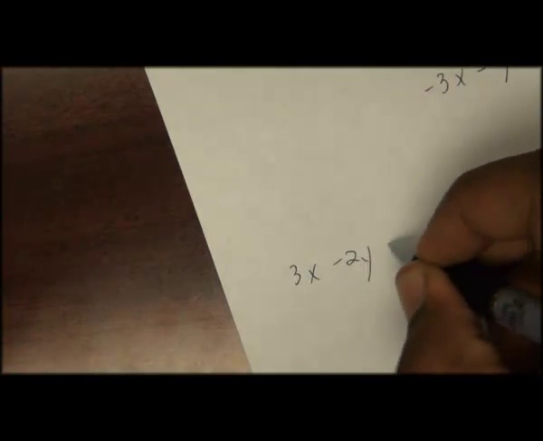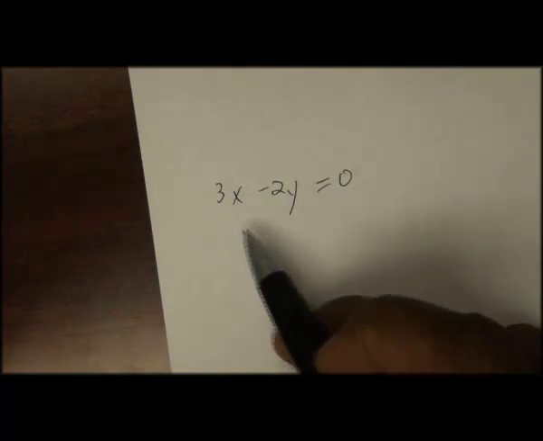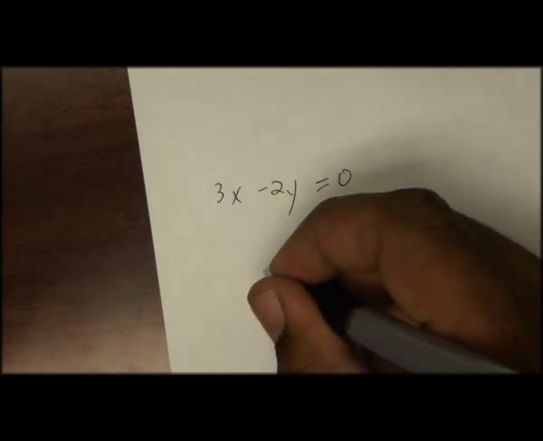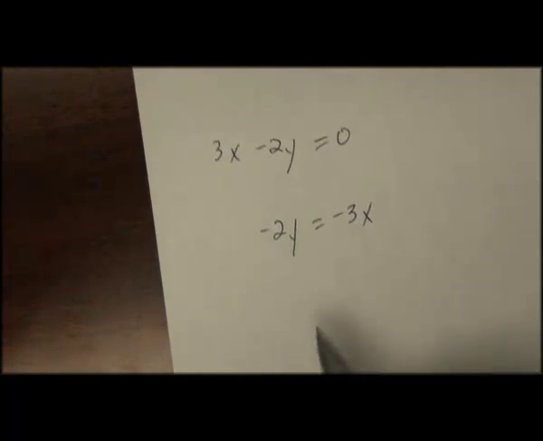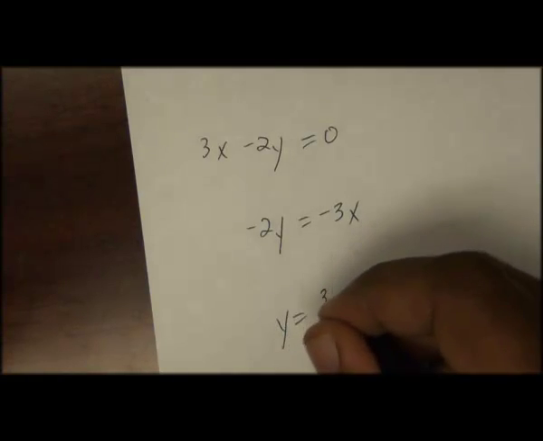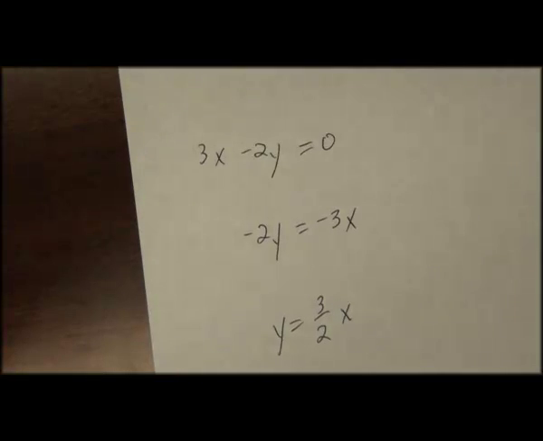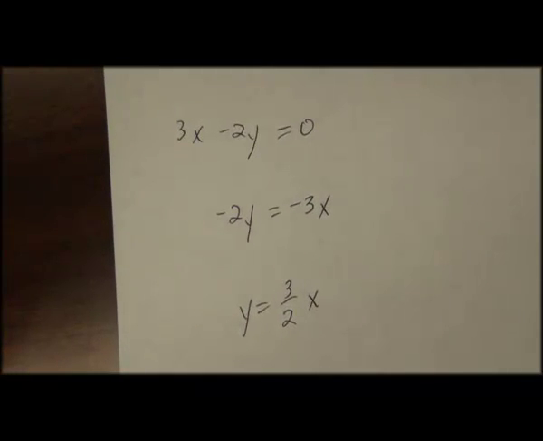So we'll take the first equation, 3x minus 2y equal to 0, and we'll solve that for y. So we'll simply subtract 3x from both sides, divide both sides by negative 2, and we have y is equal to 3/2 x as one of our equations.